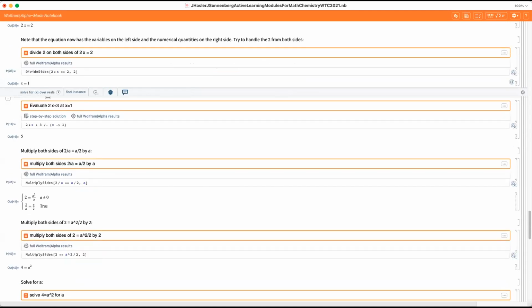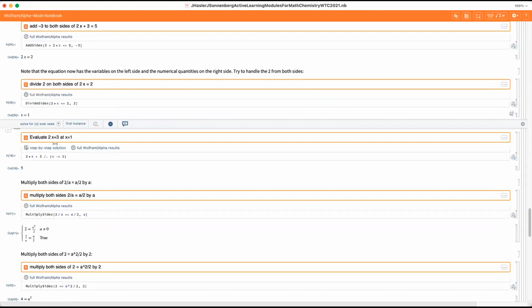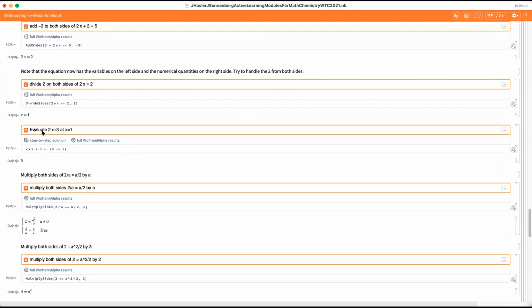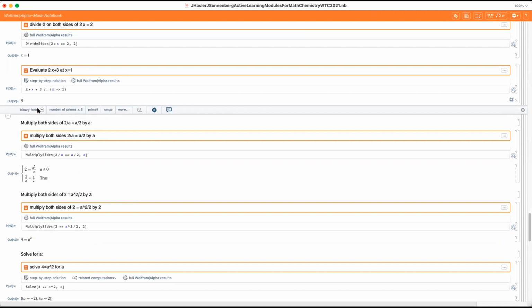Now that we have this equation, how do we know this is actually the answer? Well, we said that the equation was 2x plus 3 equals 5. We can verify that now, and we have the ability to verify this in the Wolfram Language. We can use this natural language input of evaluate, and then the equation at a particular point. Once we do that, it's interpreted as this replacement rule here. So we obtain the answer of 5, which was the right-hand side of that original equation. So we can verify that indeed the answer here was 1.